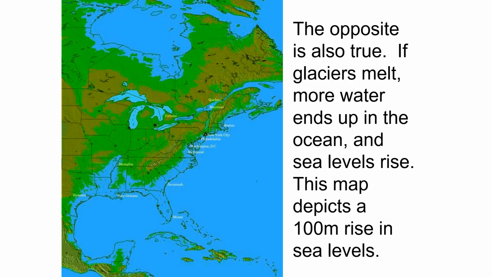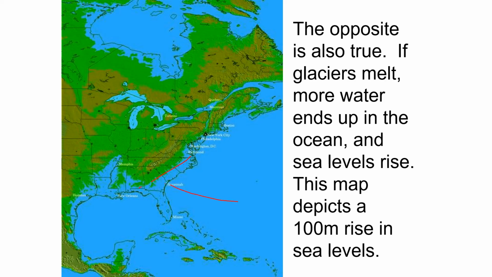Now, the flip side of that is also true. If all the glaciers on the planet melted, we'd get a lot more water in the ocean and sea levels would rise. And we know that this has happened in the past. We know that Florida has been underwater. We know that middle Georgia used to be on the coast. That's right about where I am from originally.